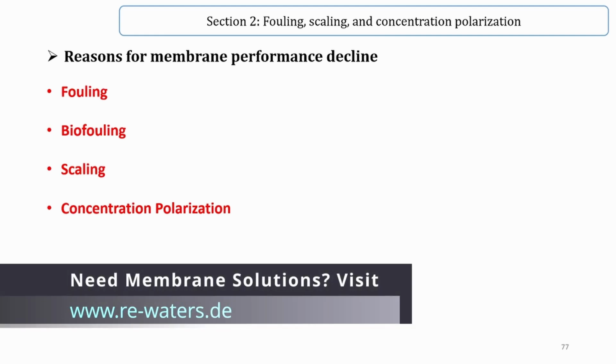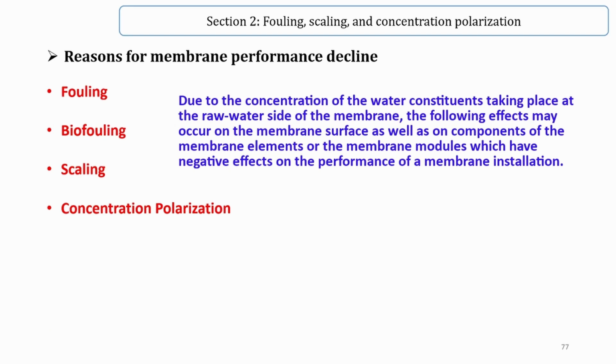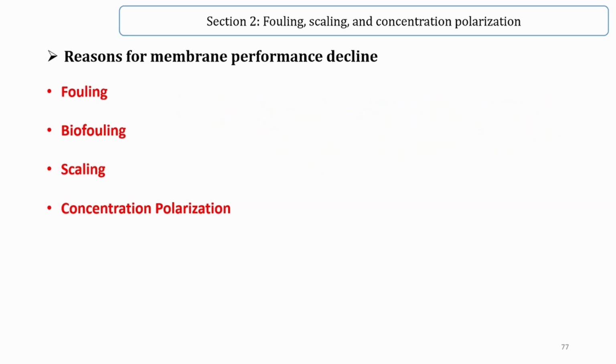Reasons for membrane performance decline. Due to the concentration of the water constituents taking place at the raw water side of the membrane, the following effects may occur on the membrane surface as well as on components of the membrane elements or the membrane module, which have negative effects on the performance of the membrane installation. These effects include fouling, biofouling, scaling, and concentration polarization.